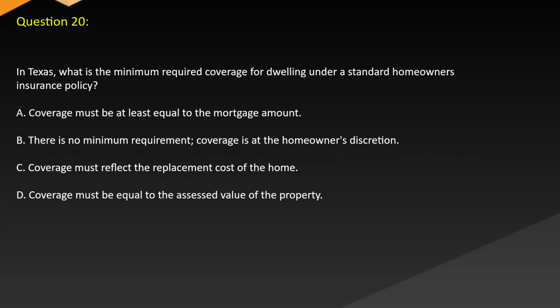Question 20. In Texas, what is the minimum required coverage for dwelling under a standard homeowner's insurance policy? A. Coverage must be at least equal to the mortgage amount. B. There is no minimum requirement and coverage is at the homeowner's discretion. C. Coverage must reflect the replacement cost of the home. D. Coverage must be equal to the assessed value of the property.